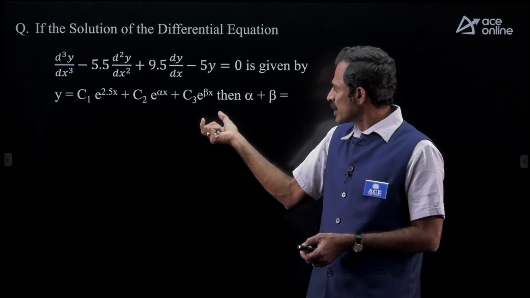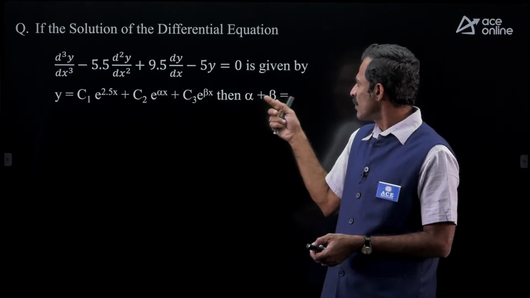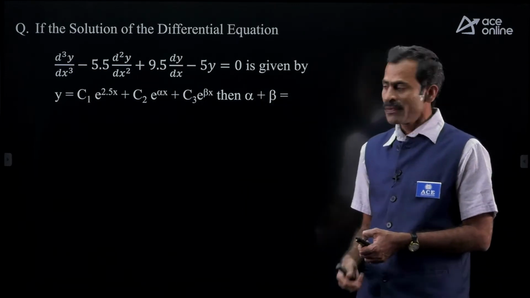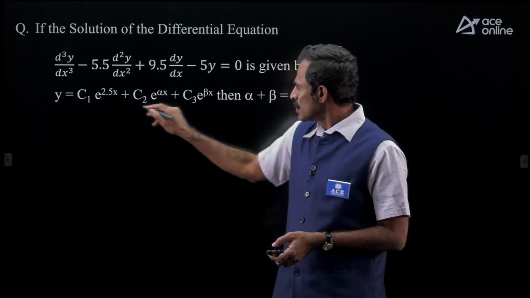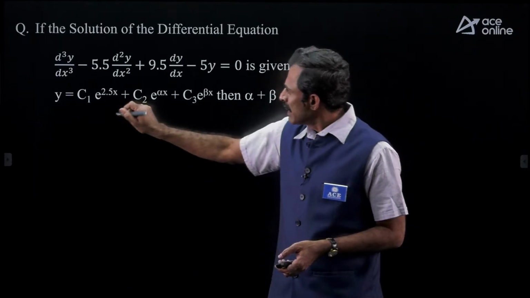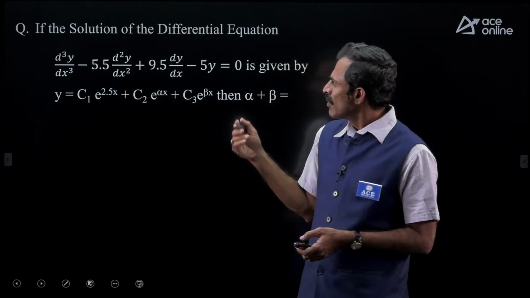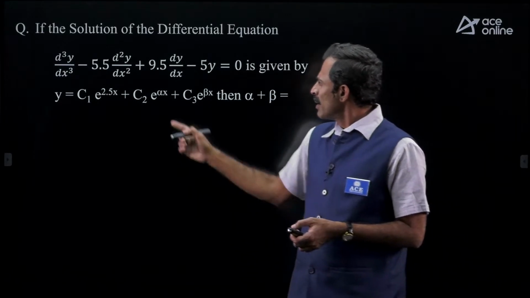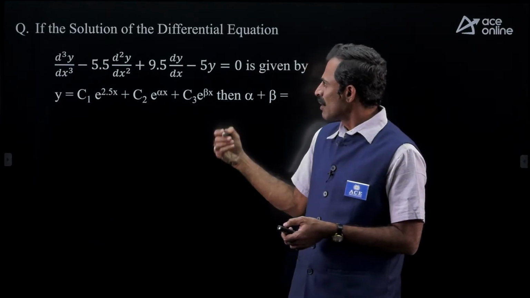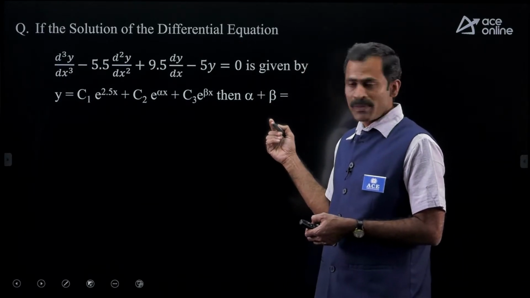From this solution, we try to find alpha and beta, and then we find the value of alpha plus beta. Once you know the solution, we can set the coefficients of x in the exponential functions, which are the roots of the auxiliary equation of the third order differential equation. Because of this, we can directly find alpha and beta, and then write the sum of the values alpha and beta.